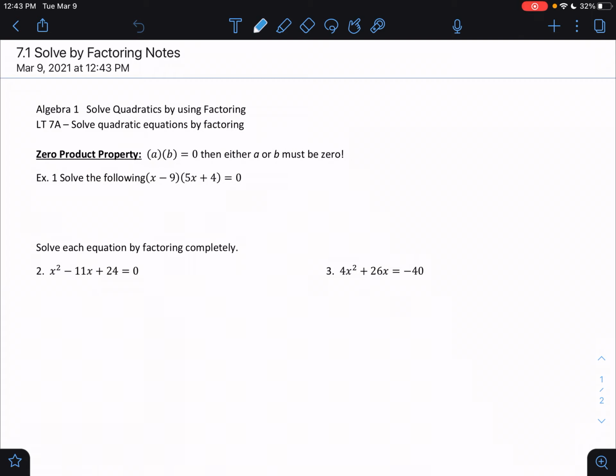So the first thing I want to look at here is the zero product property. That says if you have a times b equals 0, then either a or b must be 0. What that's saying, if you think about it, is if we have two numbers here, and they're equal to 0, well, if we have a number here, to multiply it by something else, that something else has to be 0 for the answer to be 0.